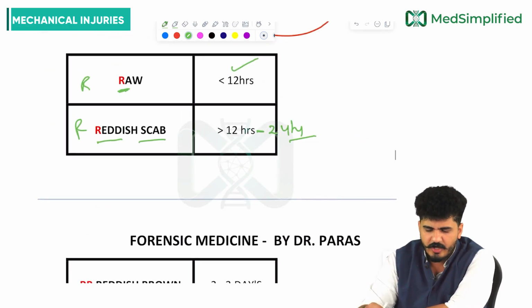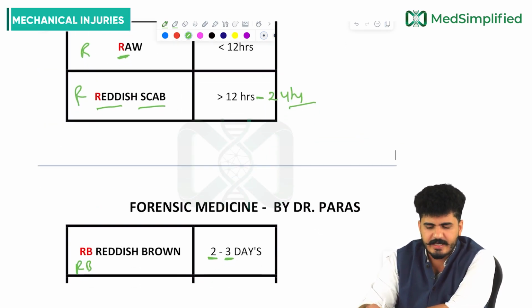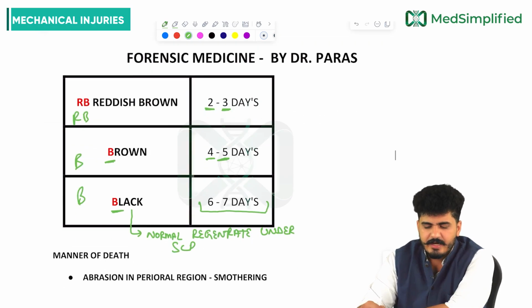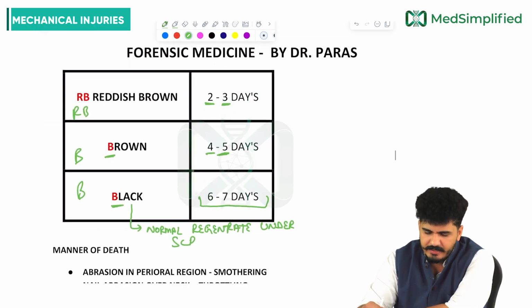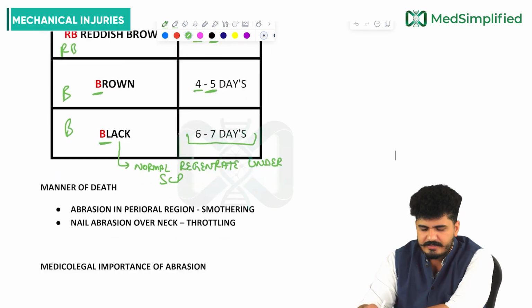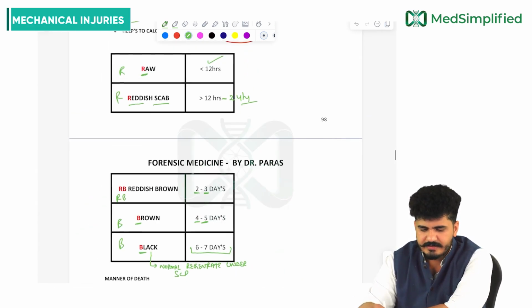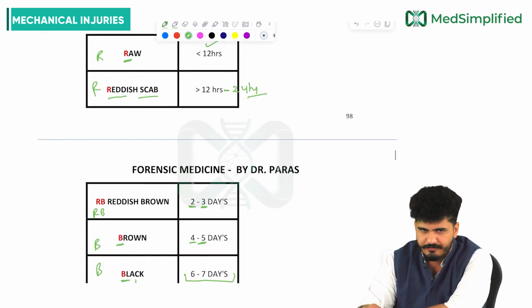RB, R for raw, less than 12 hours. Then reddish scab, 12 to 24 hours. Reddish brown, 2 to 3 days. And brown, 4 to 5 days. And black, 6 to 7 days. I hope this is very much clear to all of you.